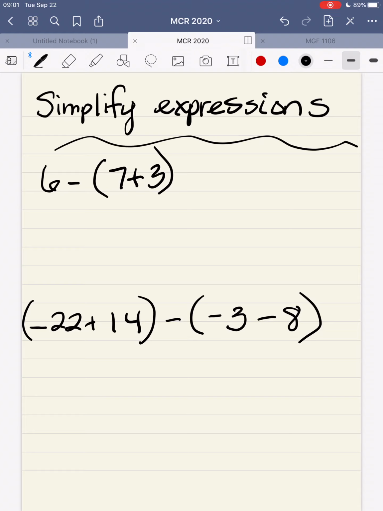Hi, welcome back. So today we're going to simplify a few more different types of expressions. It's going to involve a lot of negatives and some other things that we tend to struggle with. So we're going to look right at the first one.